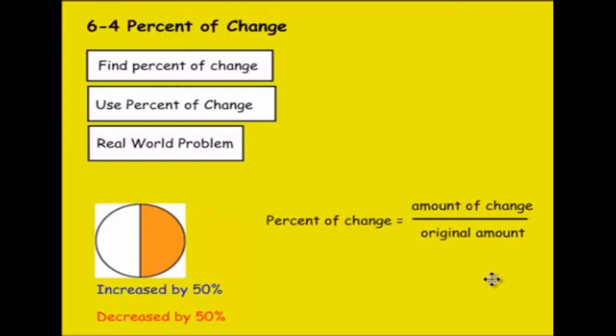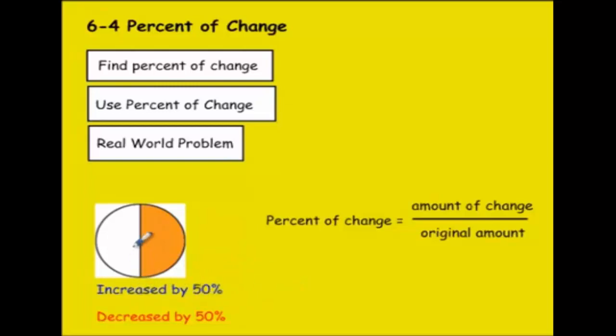We're on lesson 4 of chapter 6, which is percent of change. First, we're going to find percent of change, then we'll use percent of change, and then we'll solve a real-world problem. Often changes in amounts are given in percents. Often you'll see this at stores, decreased by 50%. Or if you're a seller, you usually increase your prices by 50% to make a profit. So how is that calculated?